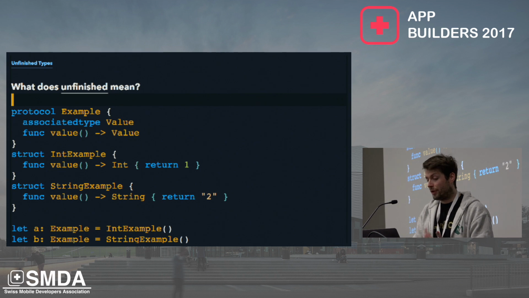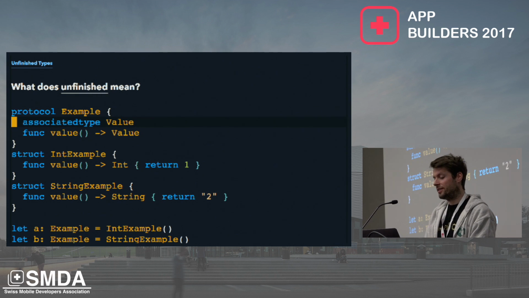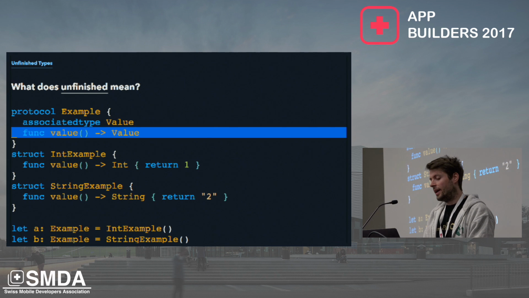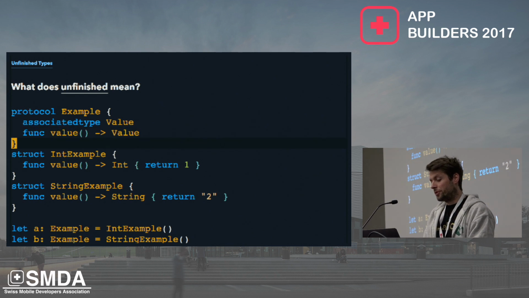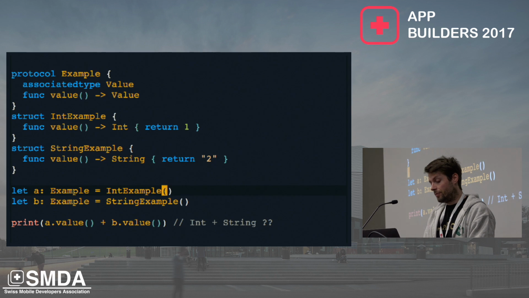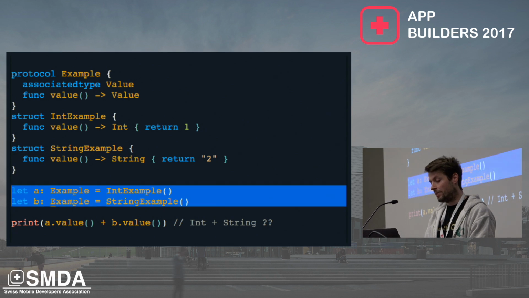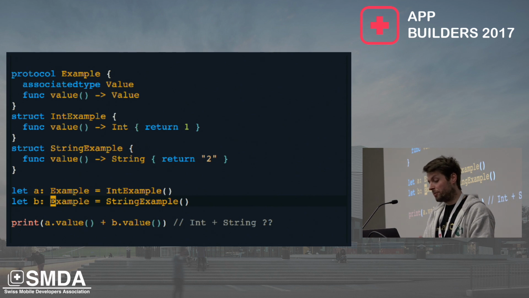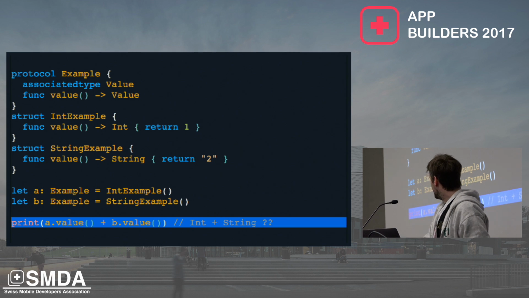Let's go through a very simple example. We have a protocol example, and it has an associated type. It has a function value, and this returns something of this associated type. And we have a struct IntExample that returns 1, and we have a struct StringExample that returns a string. And then basically we tell it that they are both of type example here. This obviously doesn't work in Swift, but if we would do that and then we want to execute it, what happens here is that we are trying to add the int and the string value, which doesn't work, right?